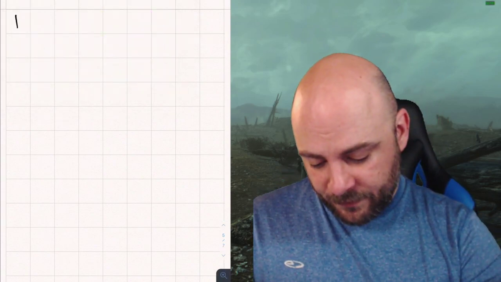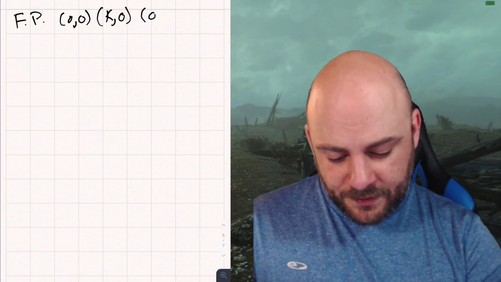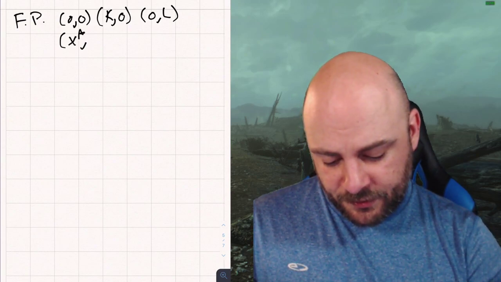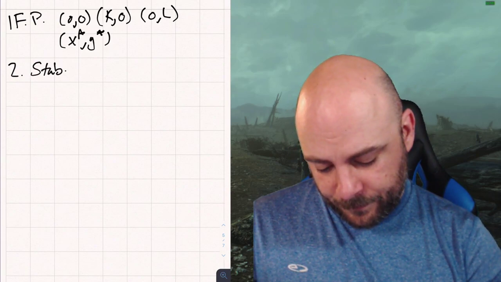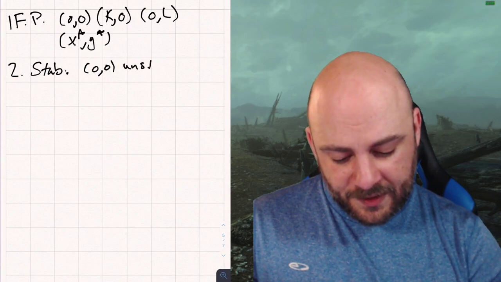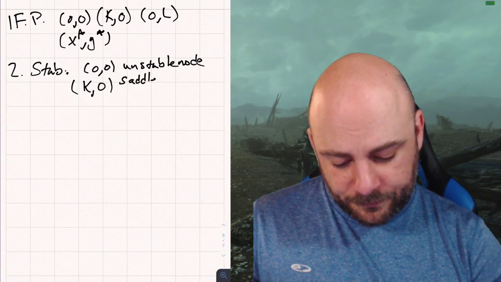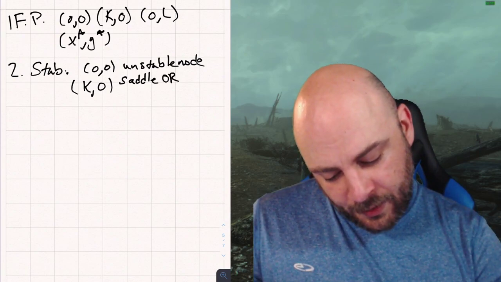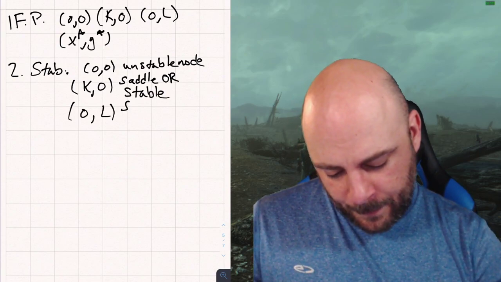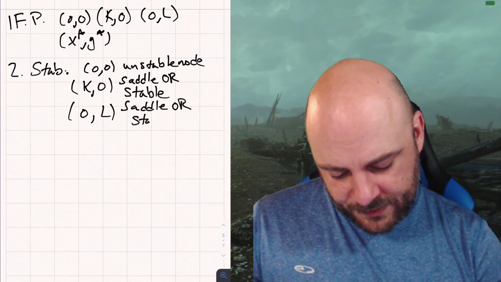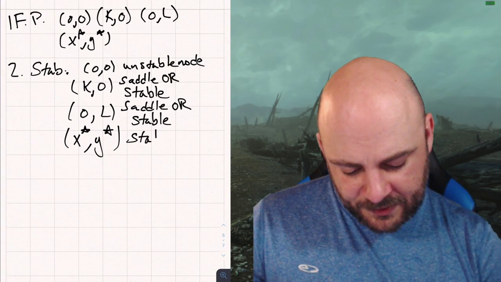Step 1. We found fixed points. We found 0, 0, K, 0, 0, L, and then I'm just going to write X star, Y star. Step 2, stability. We found that 0, 0 is an unstable node. We found that K, 0 was either a saddle or stable. We found that 0, L was a saddle or stable. And then through a bit of work, we were able to conclude that X star, Y star was stable.